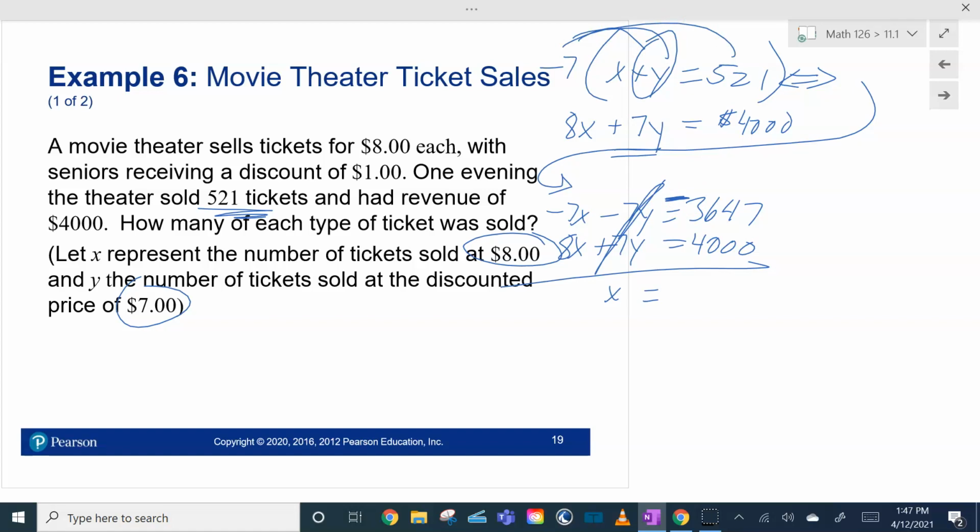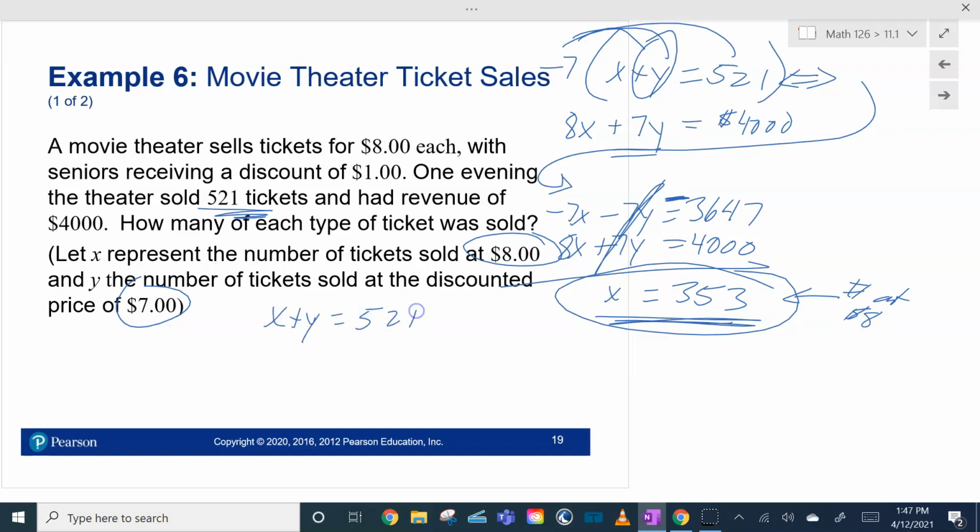So what is that? 353. So there's 353 tickets sold at $8. That's the number sold at $8 each. And remember, x plus y, there's 521 tickets sold. So if we already know there's 353 sold for $8, then 521 minus 353, and we got 168 that are sold at the discount price. Okay, that's an example of elimination.